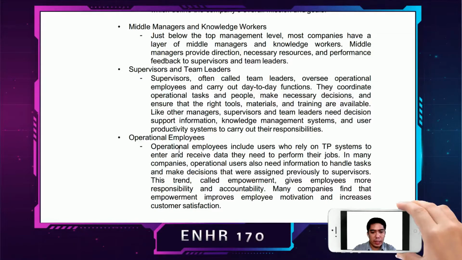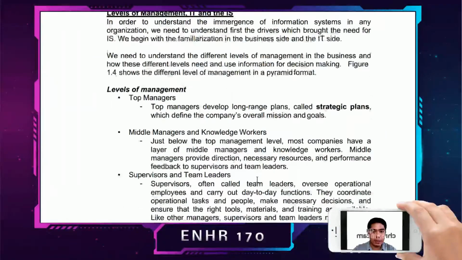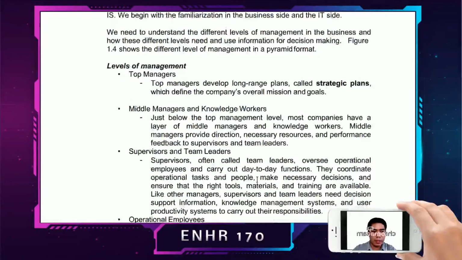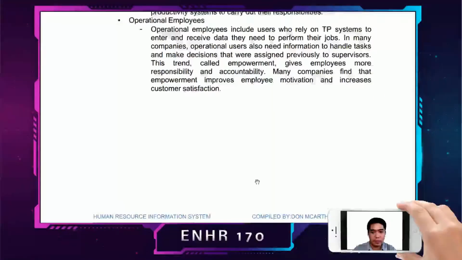Okay, then we have here operational employees who rely on TP. TP is transactional processing system, to enter and receive data they need to perform their jobs. So operational users also need information to handle tasks and make decisions that were assigned previously to supervisors. So yun yung mga apat na levels of management and how they use IT and information system.